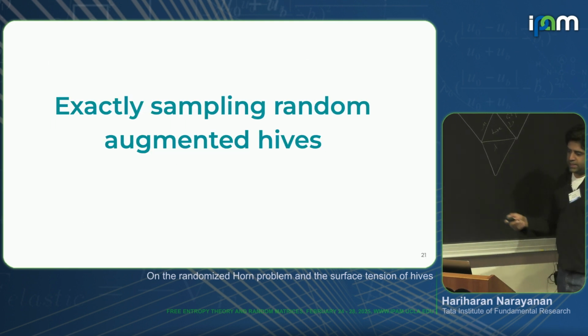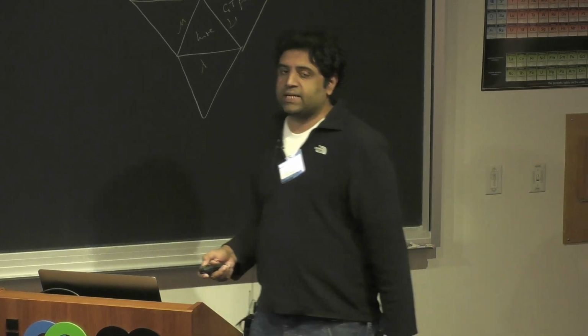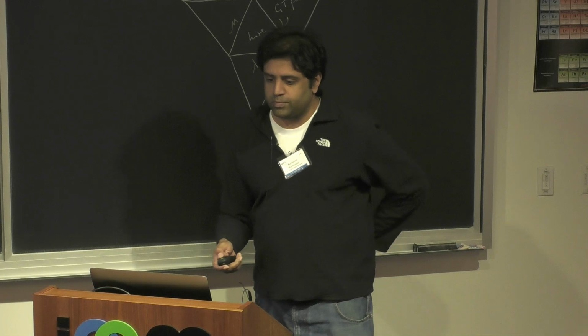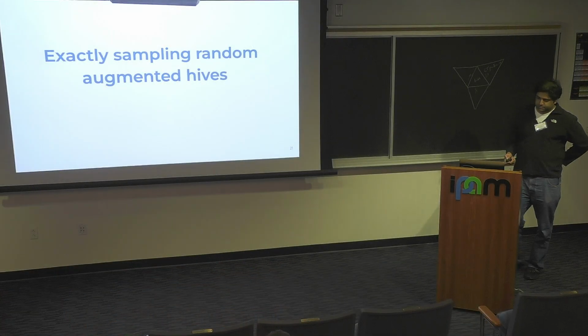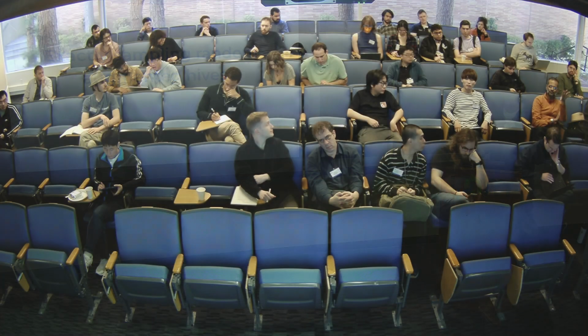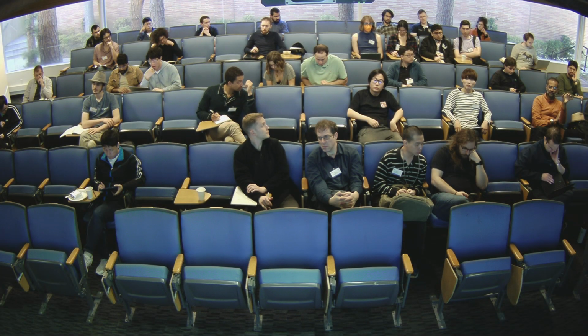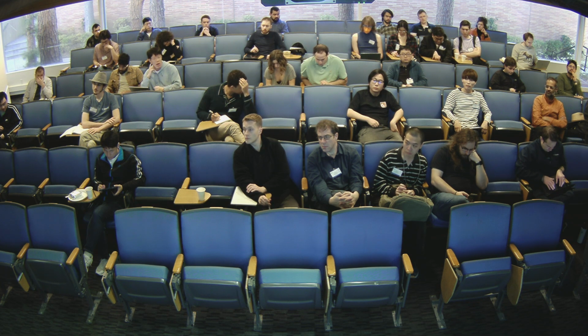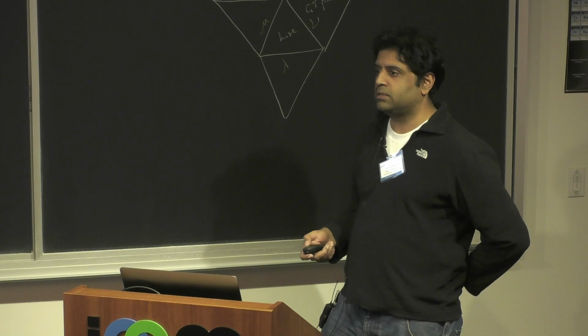Now I'll talk a little bit about exactly sampling random augmented hives, because this is going to be useful in some of the computational experiments we did. Do you get an upper bound on these volumes? Yes, we get an upper bound, and it's a tight upper bound; it is achieved.